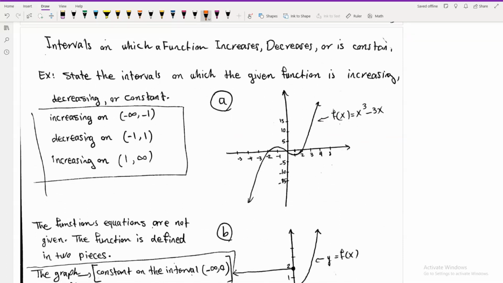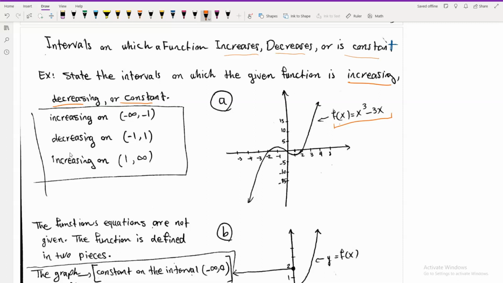Next part, now here we have intervals on which a function increases, decreases, or is constant. Here in the examples, state the intervals on which the given function is increasing, decreasing, or constant. So here our function is f of x equal to x cubed minus 3x, and this is the graph that we have for this function.